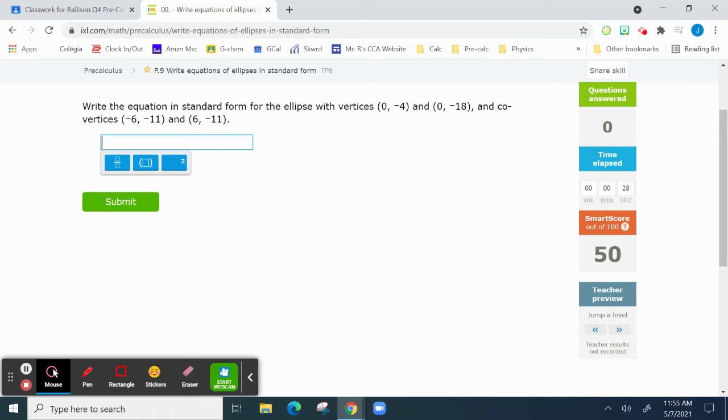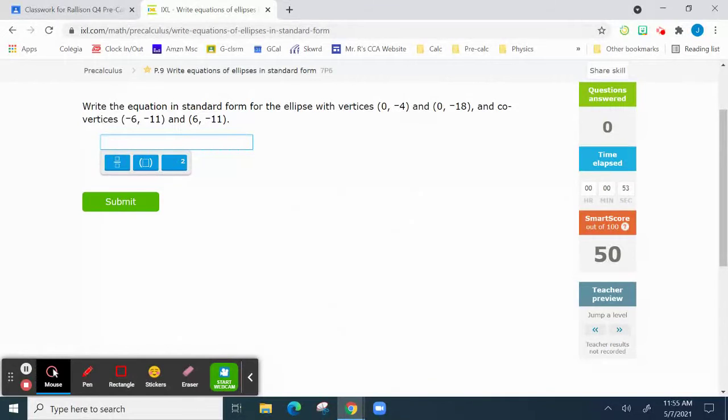All right, so we are continuing. This is the second half of the section P9 video, writing the equations of ellipses in standard form. And I jumped it up to 50 straight away because we already did the one video. And now we have to do it given these other parameters.